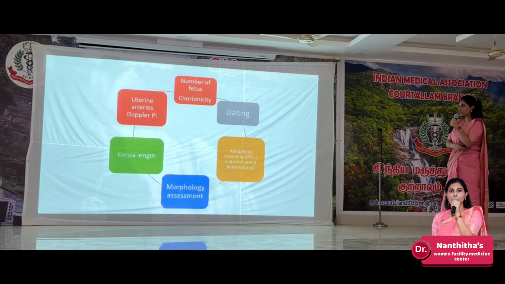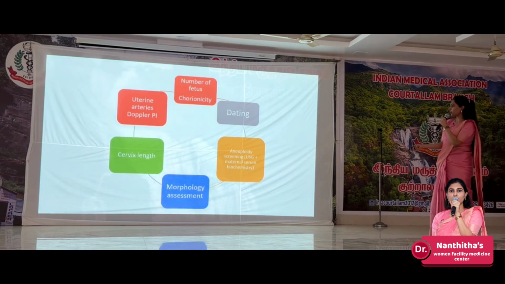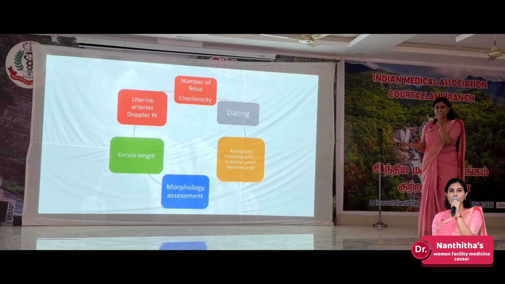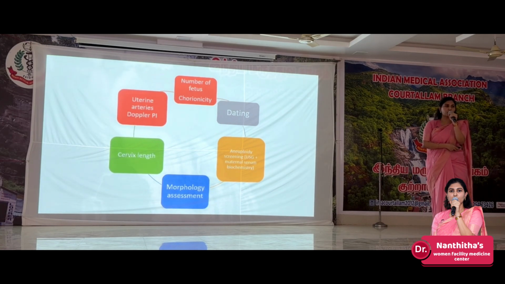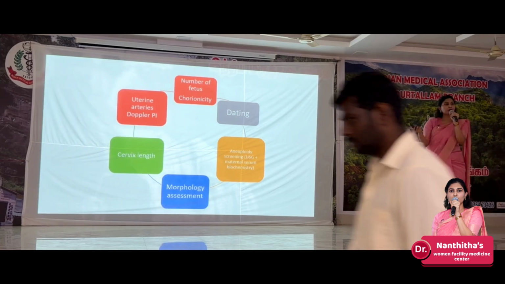Then aneuploidy screening, both in ultrasound and maternal serum biochemistry. Those are the free beta HCG and PAPP-A. Then coming to the morphology assessment, just like your second trimester anomaly scan, you are going to do a complete morphology assessment in the first trimester also. Then coming to the cervix length to rule out the risk of preterm birth, followed by uterine artery Doppler to find the preeclampsia risk.